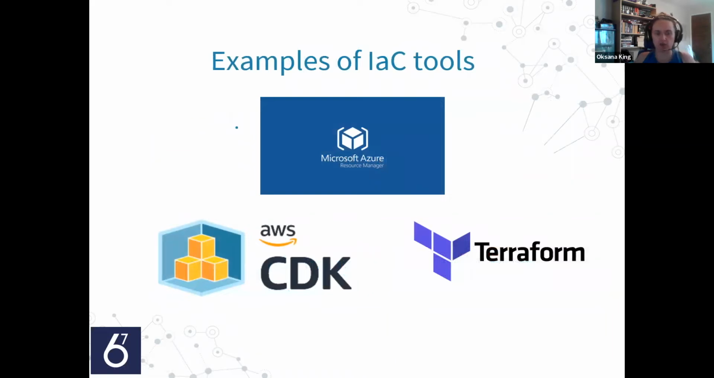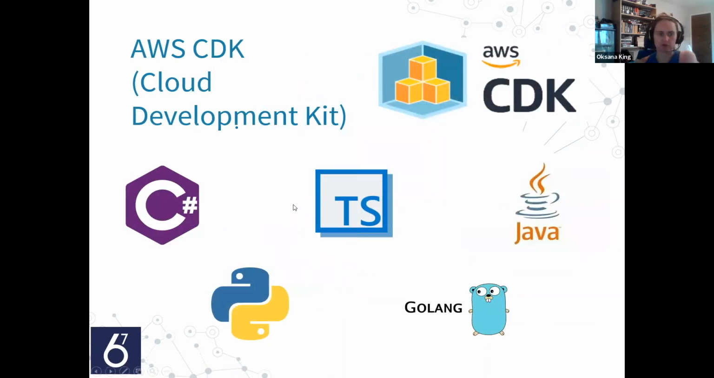Examples of infrastructure as code tools are Microsoft Azure Resource Manager; Terraform, which is a cloud-agnostic infrastructure provisioning tool you can use to deploy resources to different cloud providers; and AWS CDK, which is Amazon's own infrastructure provisioning tool, and which is what we are going to use today.